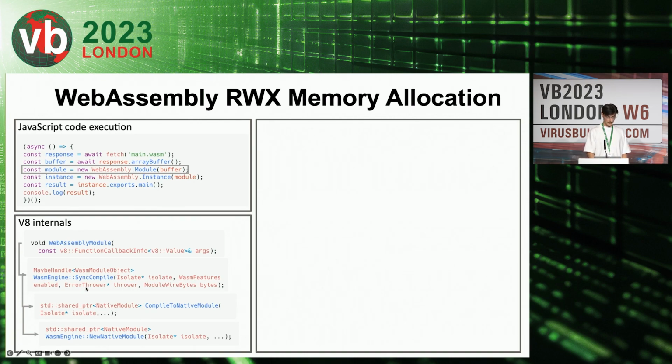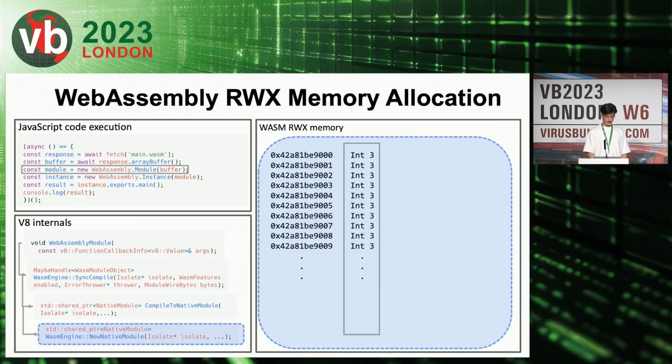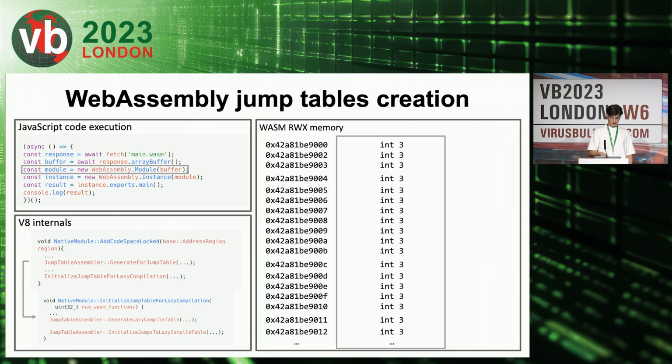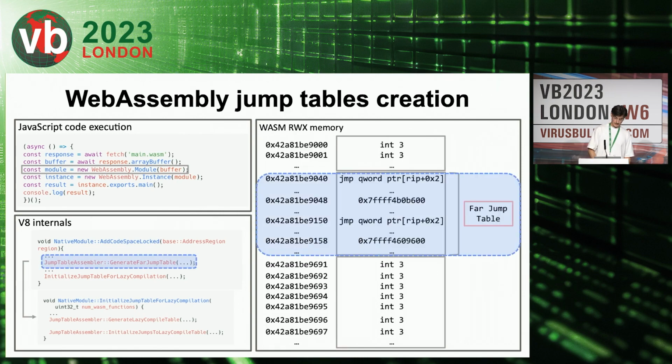It will eventually call those APIs, but the one that is important is the new native module one, because this is the one that will allocate this RWX memory region. And that native module would then generate some code in that region. First of all, it will call the add code space locked function, and this function will generate the far jump table. This far jump table is like the name: it's a jump table, but it's basically jumps to some V8 internals function. And we'll see its usage a bit later.